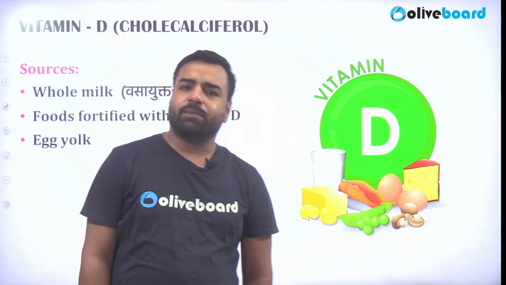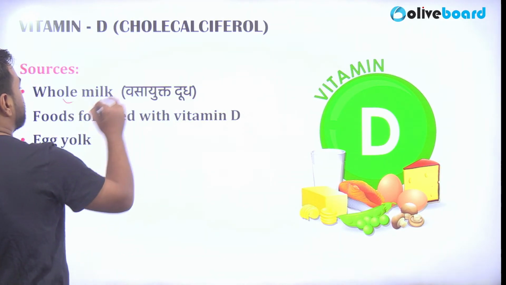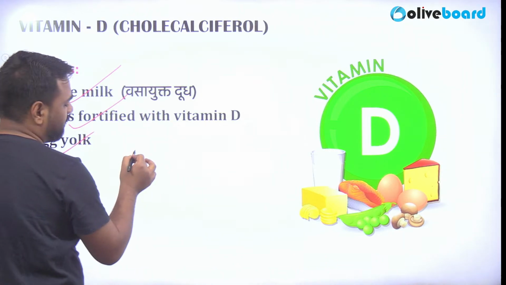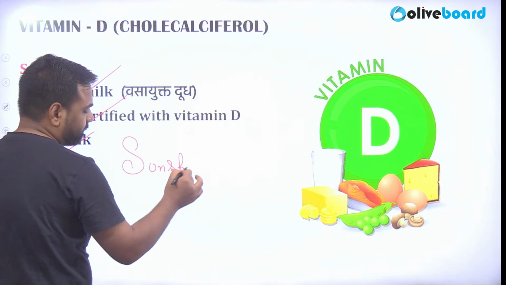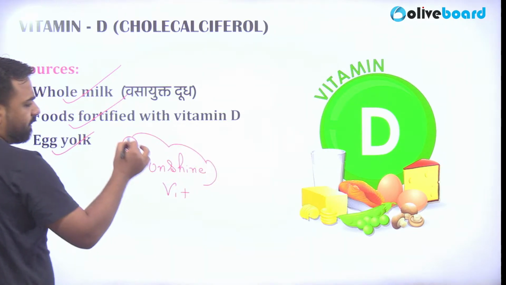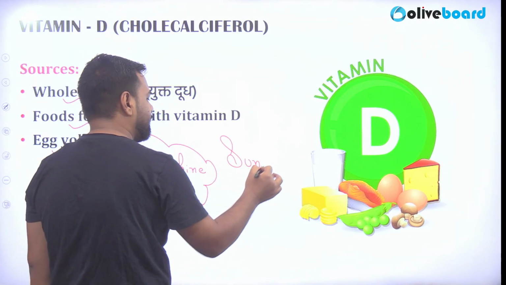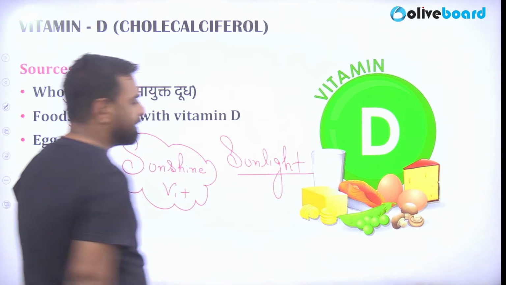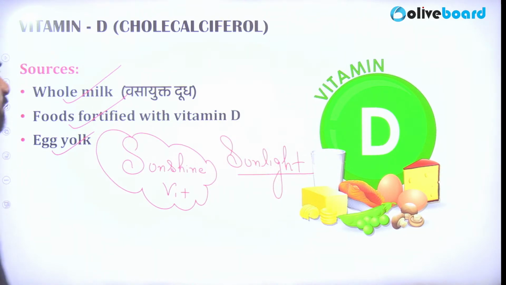Then comes vitamin D. Vitamin D's chemical name is calciferol. So its sources are whole milk, food fortified with vitamin D and egg yolk. But that's not important. This is the most important thing. Do you know? Vitamin D is also known as sunshine vitamin. Why? Because the main source of vitamin D is sunlight. Sunlight is the major source of vitamin D, and that's very important and you must remember this.